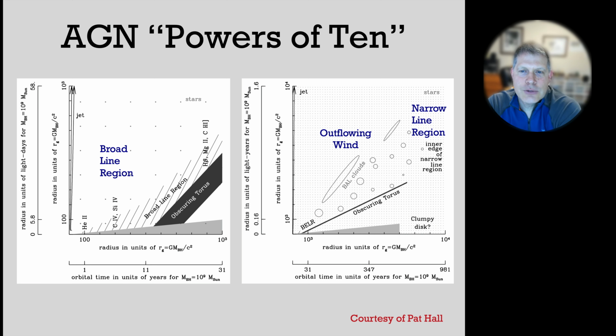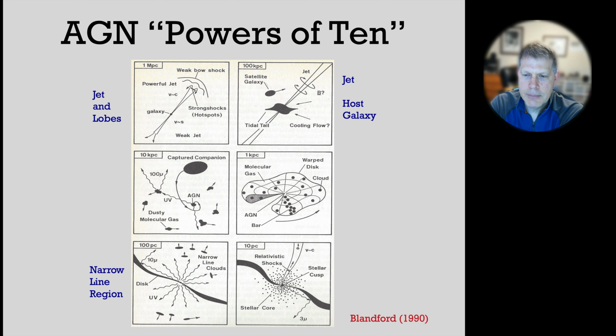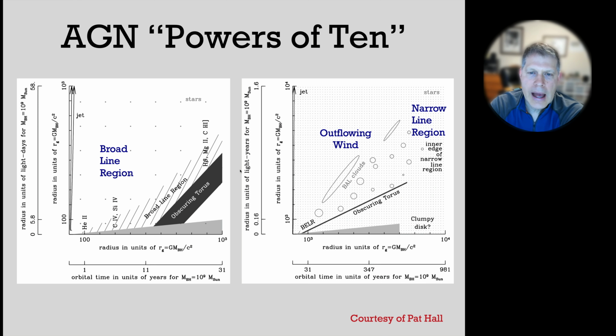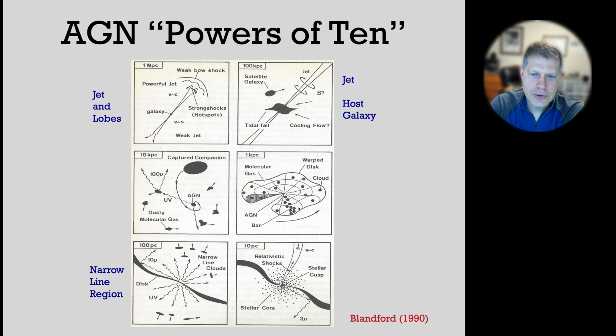And unfortunately, that's where Pat stopped making his diagrams, at least to my knowledge. But there are other similar plots that have been made. Here is an earlier one made by Roger Blandford. And remember, here you're going out to a size scale of about 1.6 light years or so. And so here's a little schematic going out to 10 parsecs, where you can see the stellar core and a strong stellar cusp and the jet continuing along.